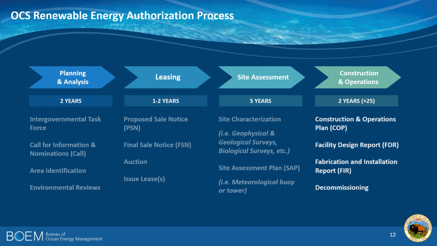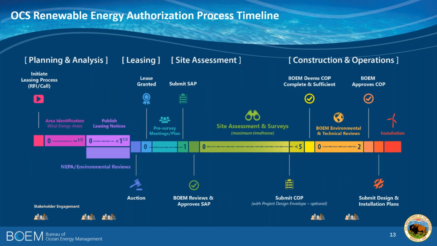It is upon approval, which can take up to 2 years, that they follow it up with more detailed facility design report and a fabrication and installation report, and the provisions and accommodations for decommissioning. Construction can take in the neighborhood of 2 years and then operates for another 25 or so, depending upon the lease. The next slide shows the same information in a timeline format with the same turnaround intervals.